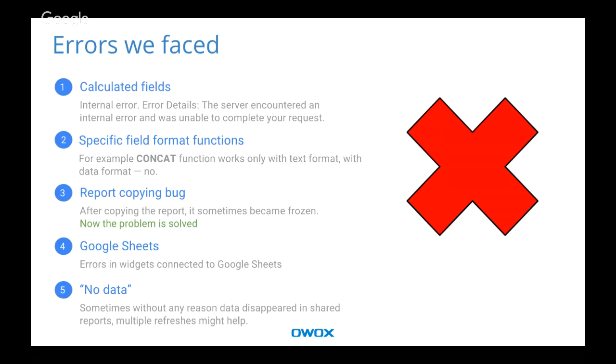So due to unknown reasons, while sharing the report, you could expect a message saying there is no data for particular widgets. Sometimes multiple refreshes help, sometimes they don't. You can enter the same report two days later and everything will be working, or you can see that everything is okay from another Google account or another machine. This is strange, but Google promised to solve it very soon.